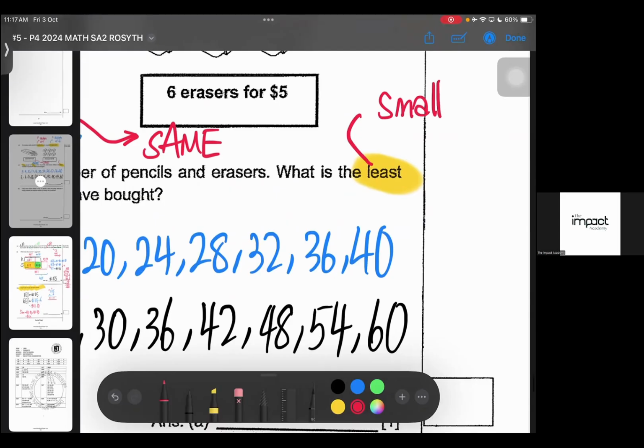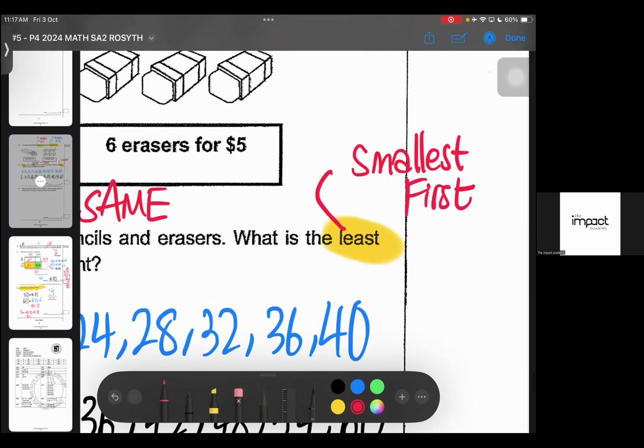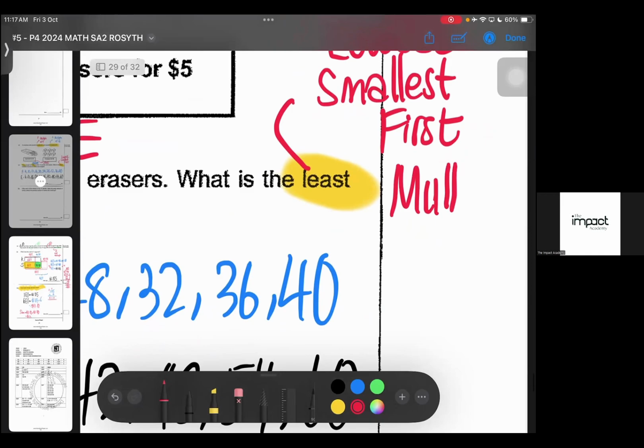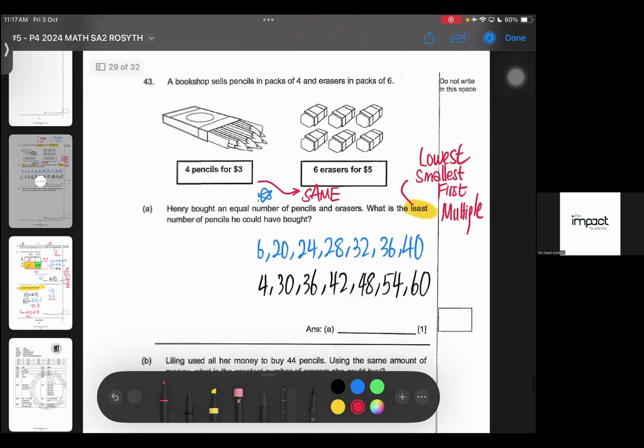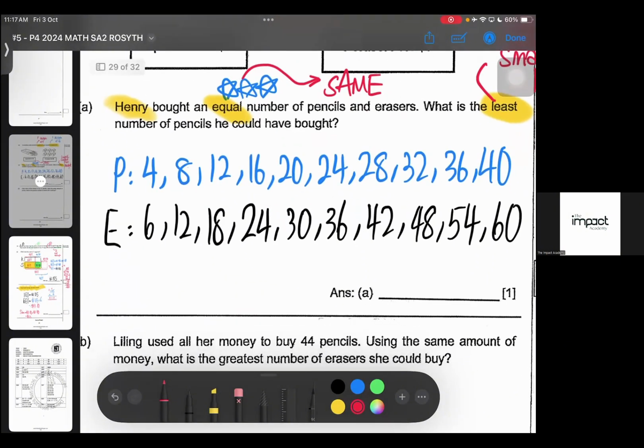I say this again, the smallest, or rather, I would say the first. Okay, I will also say the word lowest. The lowest multiple. That means the first one. It has to be the first one. Very good. Can I also not just look at the first one? Can I ask for more than just the first one?